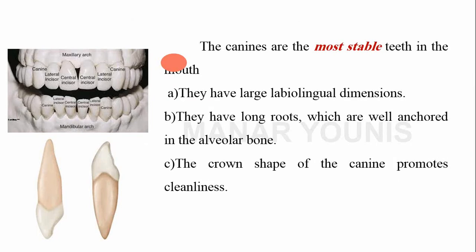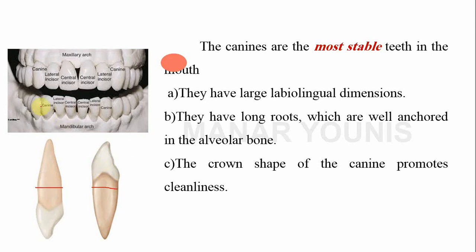Finally, canines, whether maxillary or mandibular, are considered the most stable teeth in the mouth. This stability comes from several factors. So canine can be preserved throughout life, and usually they are the last teeth to be lost in the oral cavity. This comes from these features. First, they have a large labial-lingual dimension, as you can see here. They have long roots, well anchored in the alveolar bone.